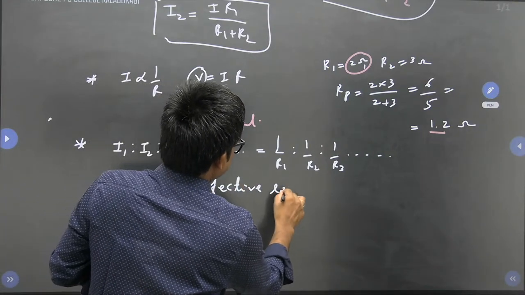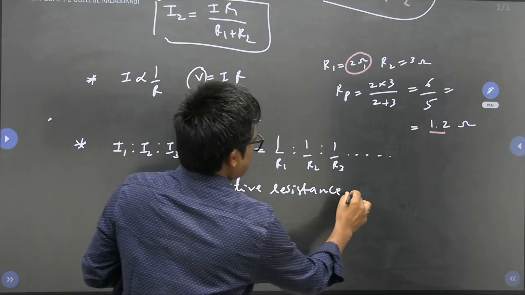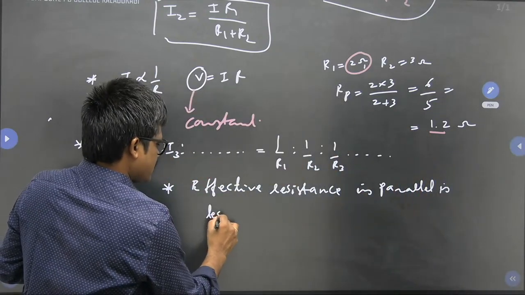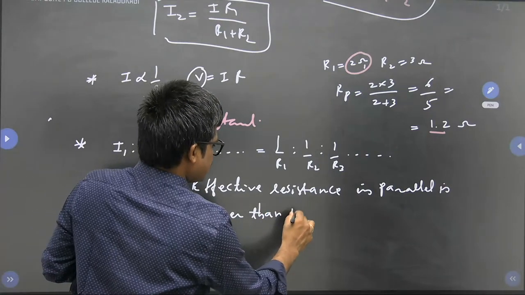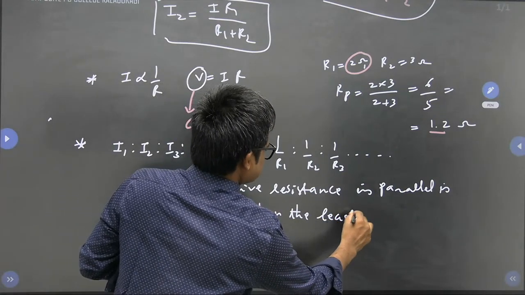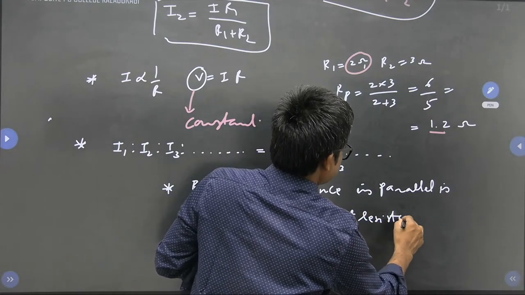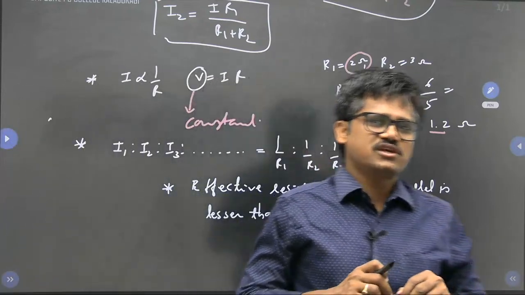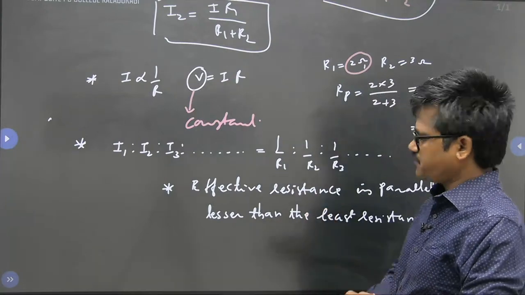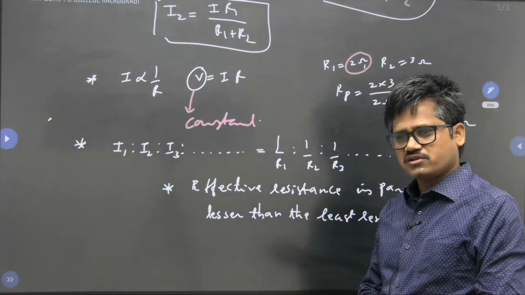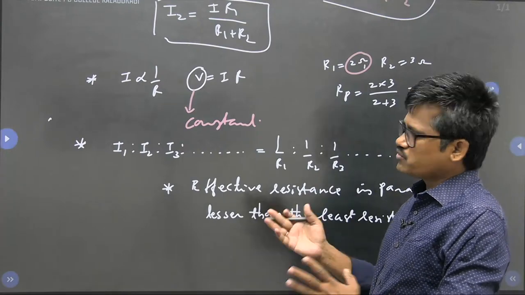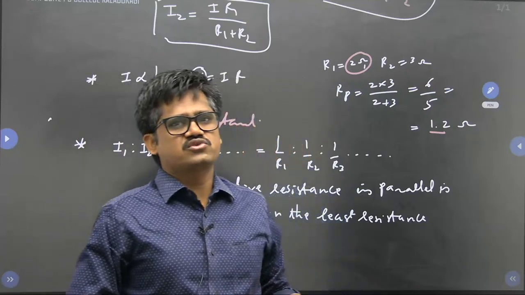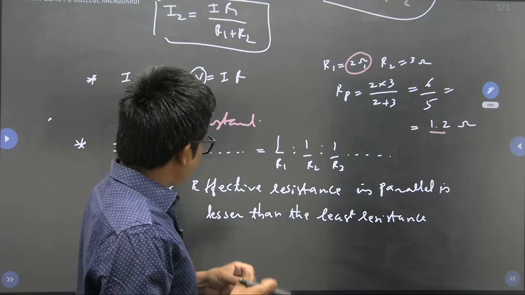So the effective resistance in parallel is lesser than the least resistance. Got my point? What is the same in this case? Potential difference across each resistance will be the same. Right or not? This is parallel combination. Mixed combination is also there. By using these only, we work out even the mixed combination, and much extension of that you don't have. Later, once you come to higher classes, we'll get to know more about it. So now I'll move on from here.